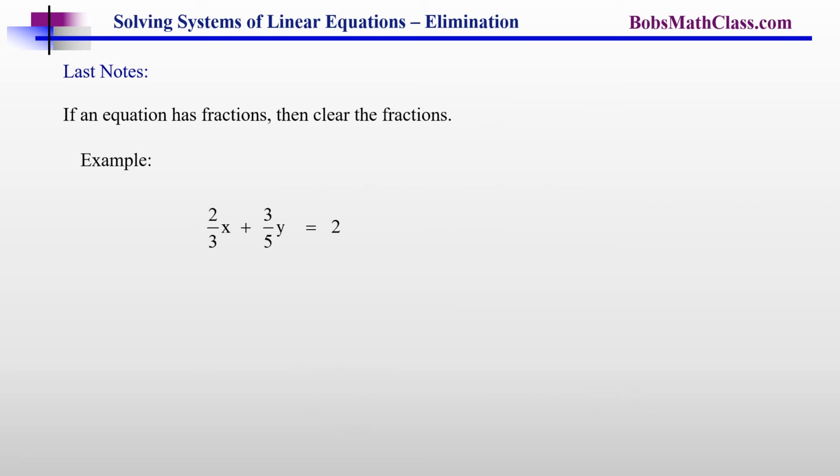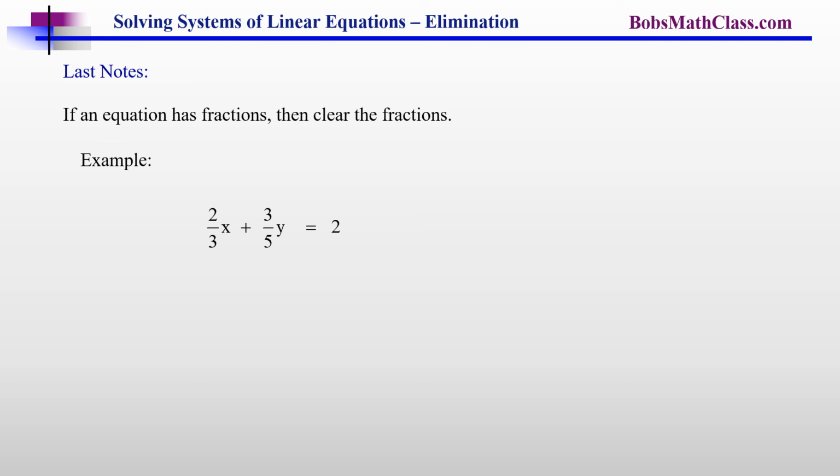Okay, we're all done with examples. I just want to show you a couple little last notes, okay? It says example, but it's not really an example. It's just a little bit of a problem. What happens if there's fractions in the problem? If there's fractions, then we have to clear the fractions. So here's an equation, 2/3 x plus 3/5 y equals 2. So if this is one of the rows, then we want to get rid of that 3 and 5 on the bottom. So we're going to find the LCM or LCD. What's our LCD? Right, 15.